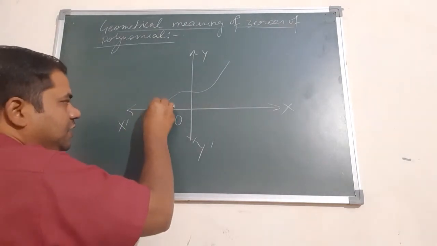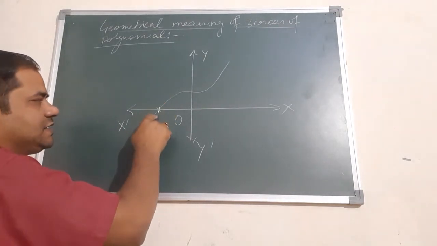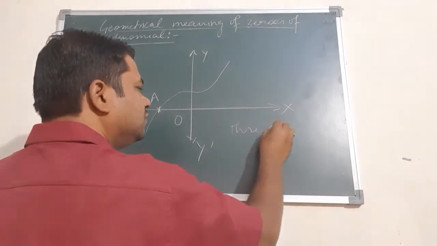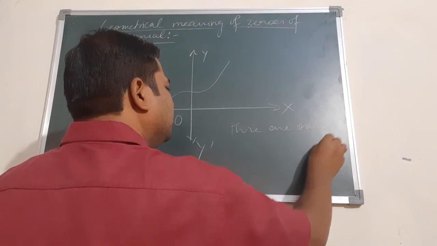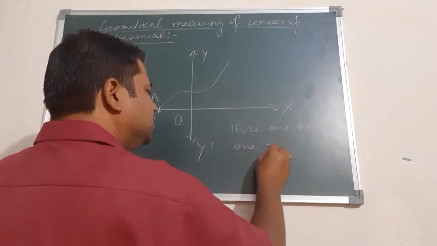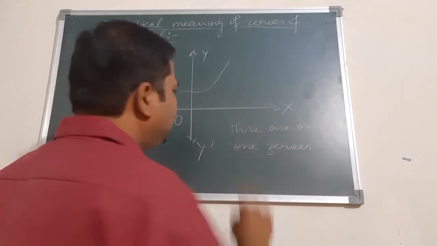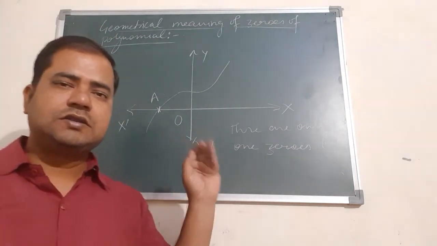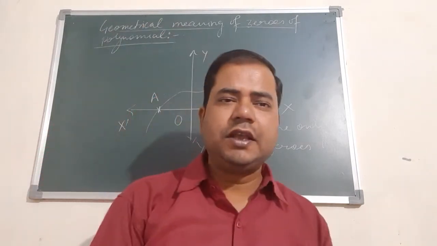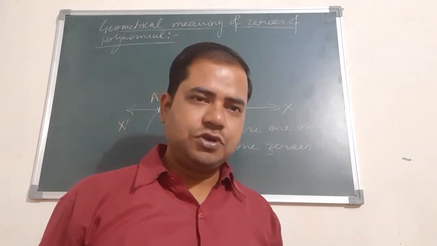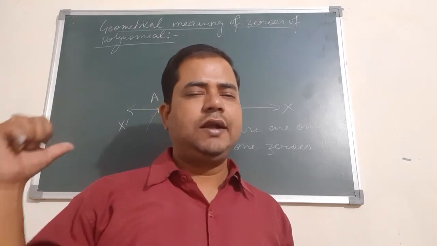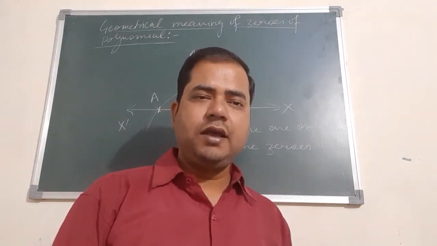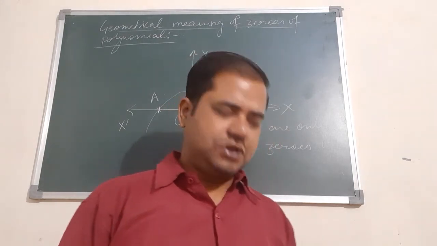You just see the graph cuts the x-axis at only one point. So there is only 1 zero. Okay. You may understand this one. Similarly, the next one, if you see in your book, example number 1, there are 2 zeros. Only you have to write the number of zeros. See the solution in the book.